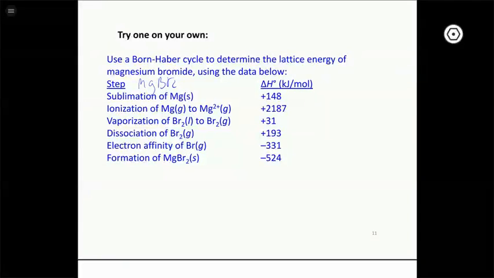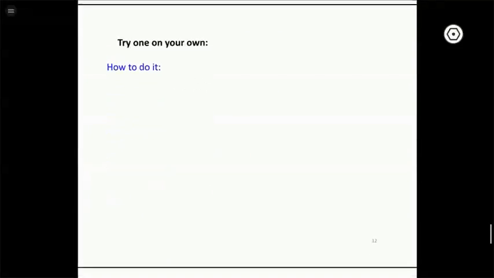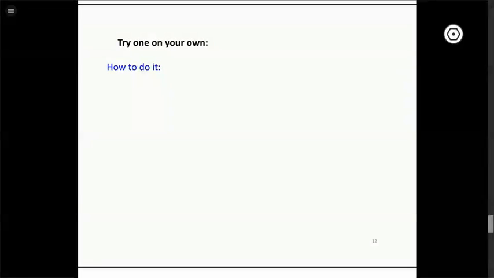We have the vaporization of bromine to bromine gas, because remember the standard state for bromine is a liquid. And we have to also consider the gas phase species. We have dissociation of Br2. We have the electron affinity of bromine. And we have the formation of magnesium bromide. Okay, so we have all those different steps. Let's try to piece them together into a Born-Haber cycle. All right, so let's see what we're going to do here. There's going to be one extra step here we didn't have last time, but we'll see where that is.